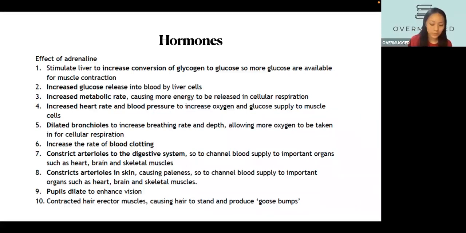So all this is glucose and oxygen. This is supplying glucose, and then this is both the glucose and O2.